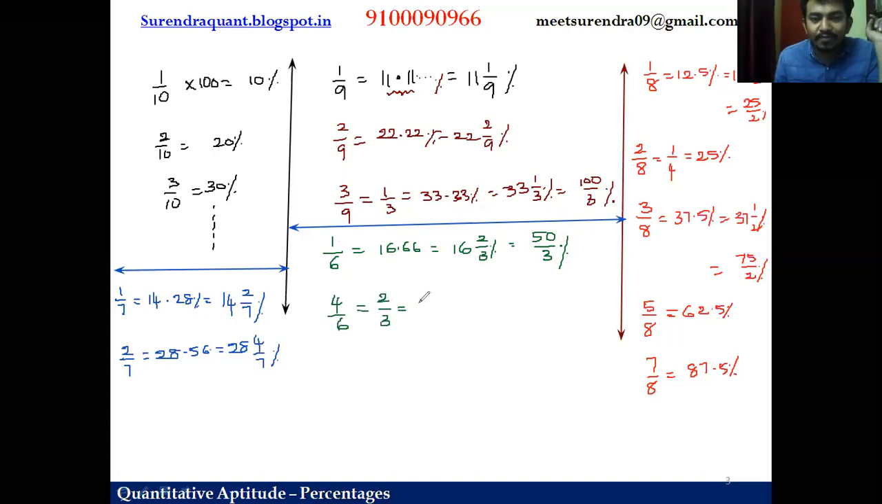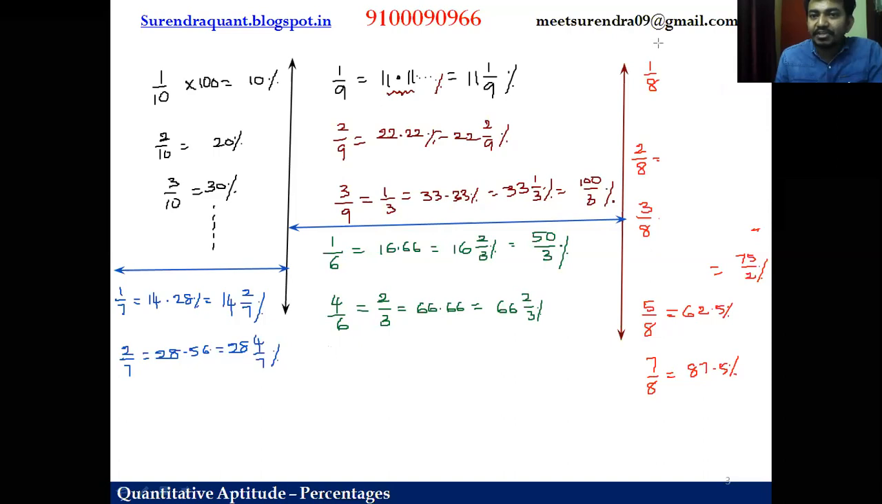So 2/3 means what, guys? 2/3 means 66.666%. This is 66 2 by 3%. So 66 2 by 3% also we will use more frequently. Please keep it in mind. Now 1 by 6 combination is done. So let us talk about 1 by 5 combination numbers.